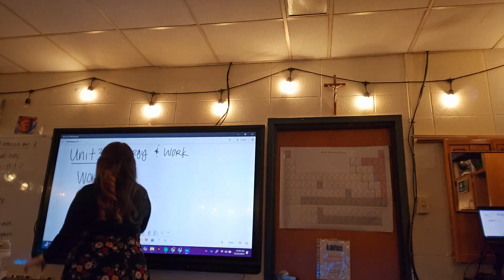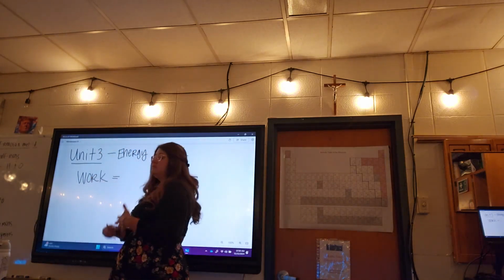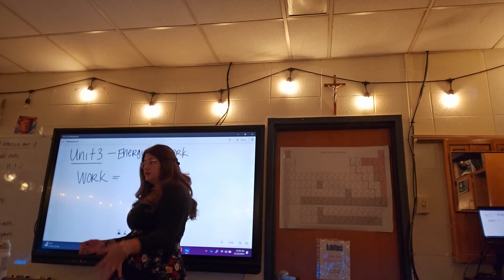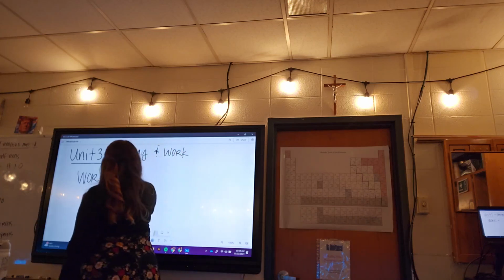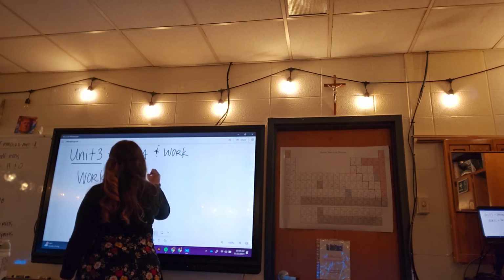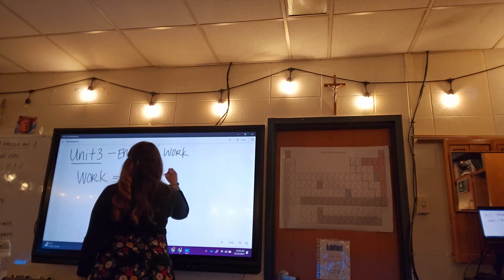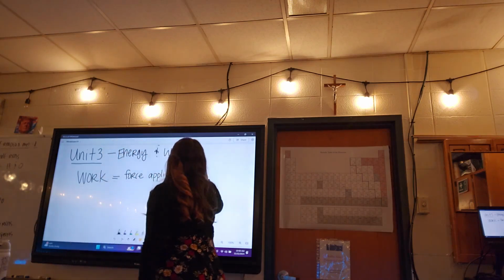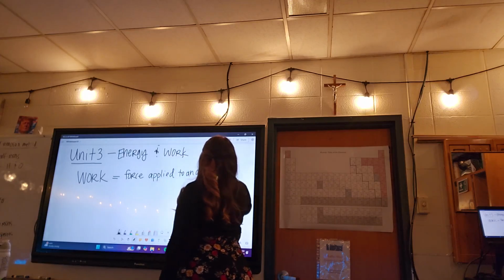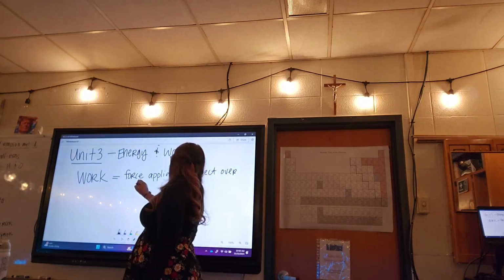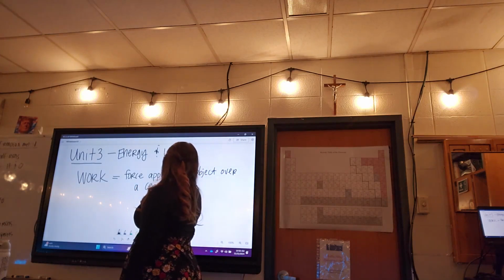In order for something to do work, you have to move it a certain distance. So the definition of work is a force applied to an object over a certain distance.